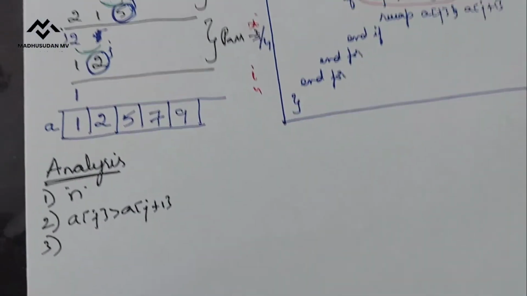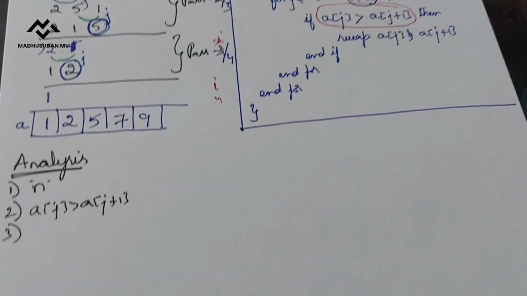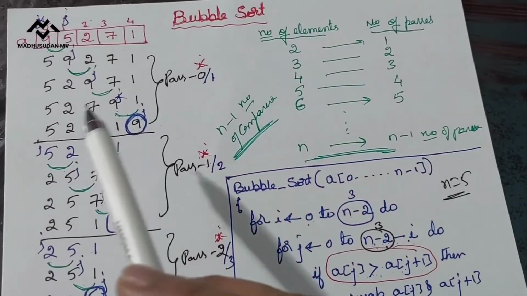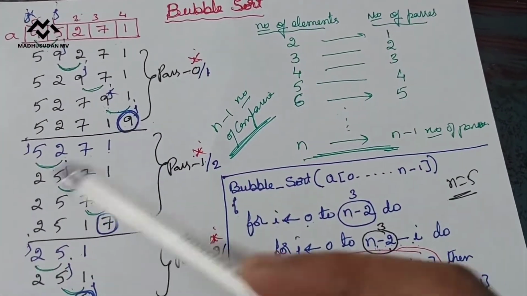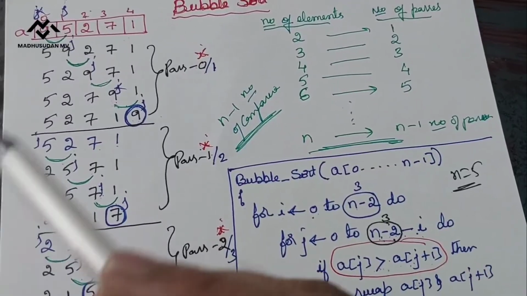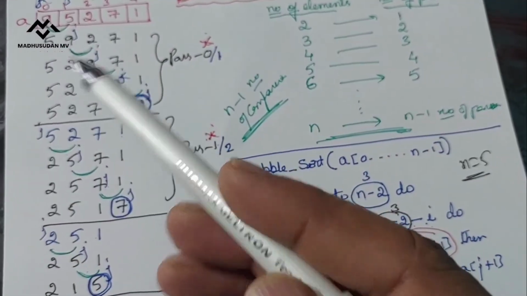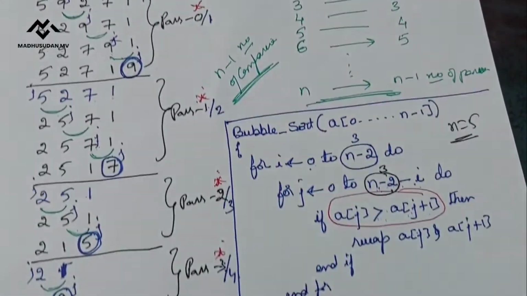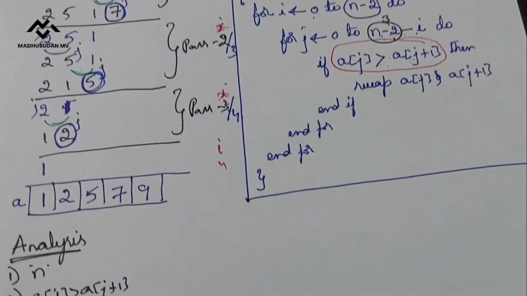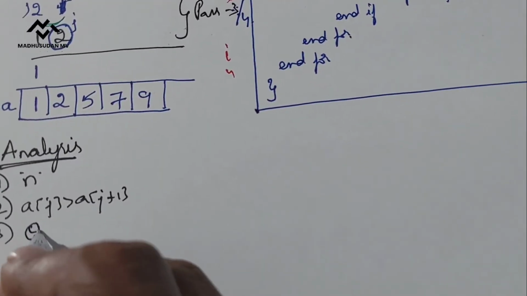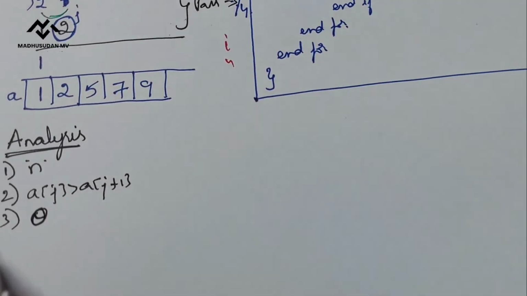So the third step, we need to decide whether we need to find only the average case or all 3 cases. Here, however you give the input elements, we need to do all these operations. Even if you give it in complete reverse order or in ascending order itself, we have to do all these things. So the number of times the basic operation is executed depends only on the problem size. So we need to find only the big theta, that is the average case.